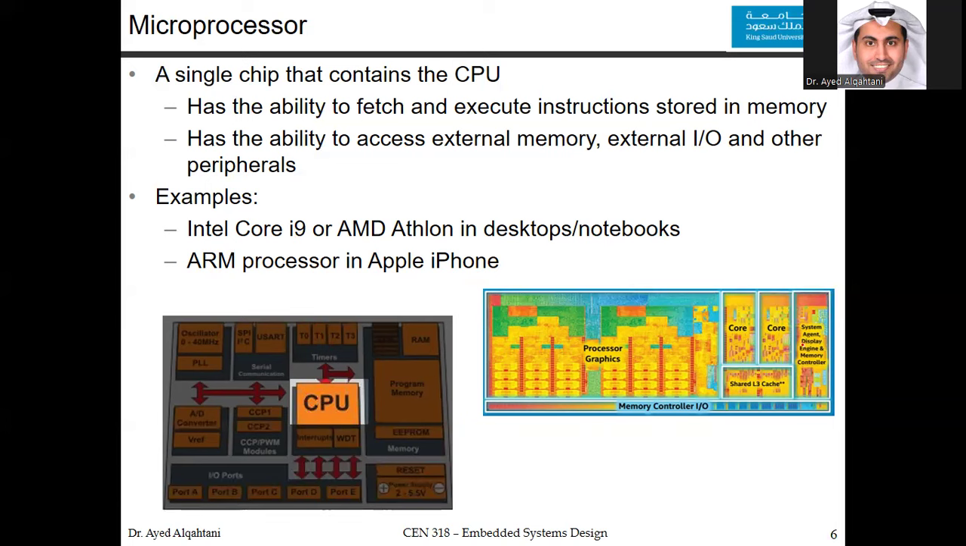That's one example of a CPU where you have a processor for graphics, and here you have 2 cores within the CPU. In the CPU, we also consider the registers and level 1, level 2, and possibly level 3 caches. We consider them as part of the CPU.